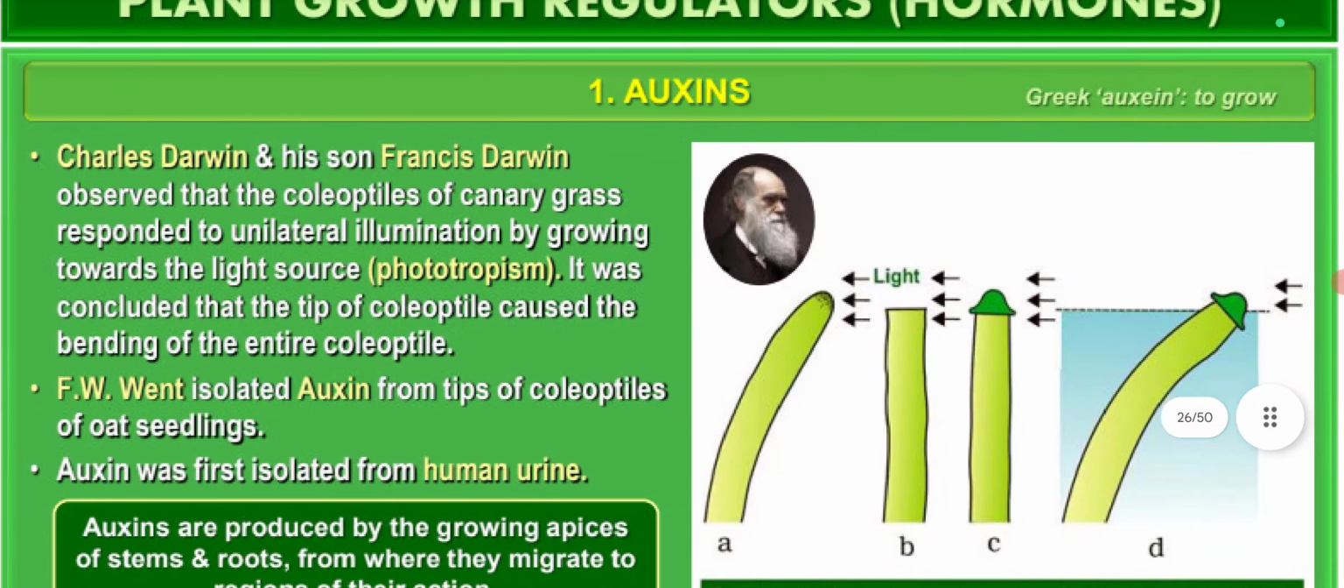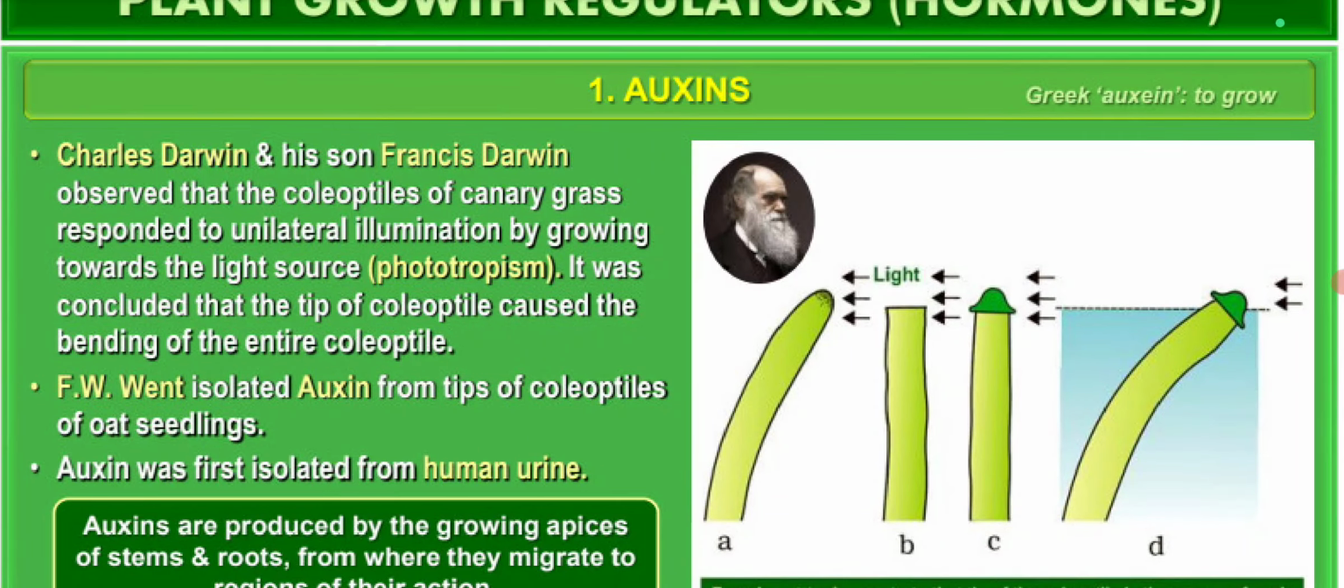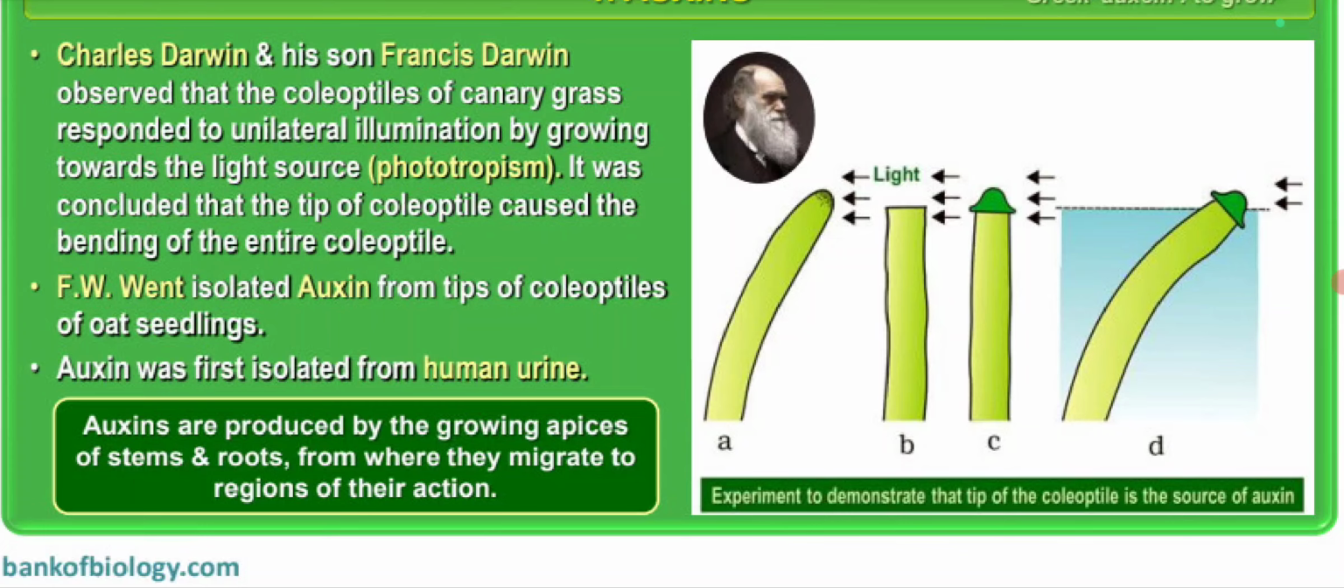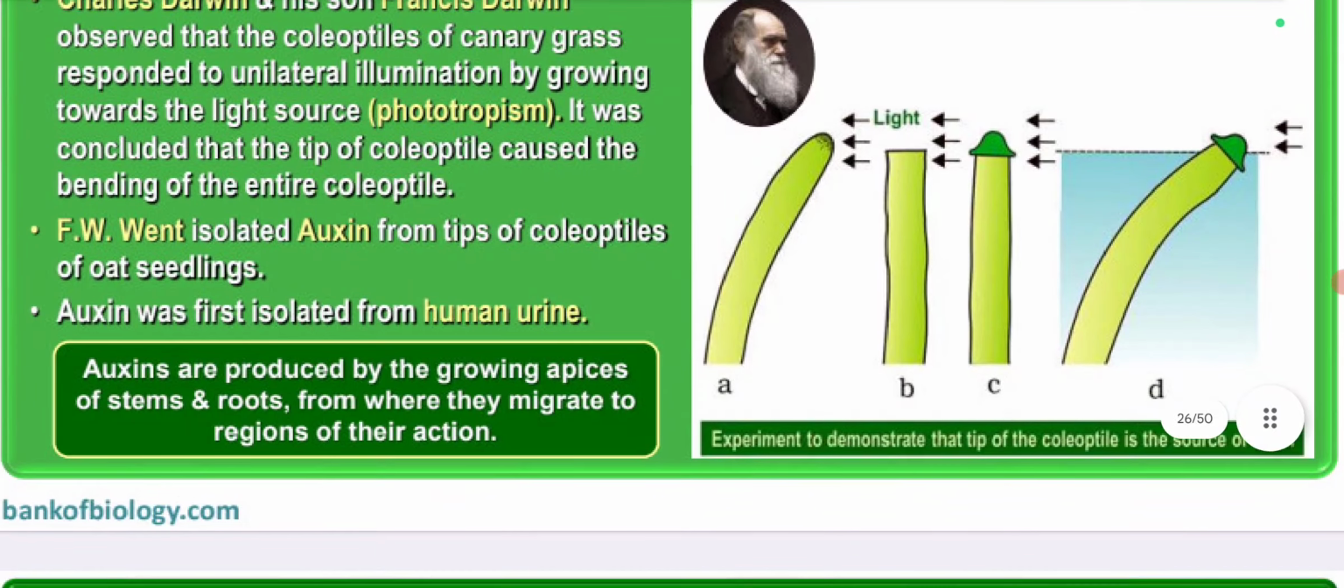Next, first of all, auxins. Auxin comes from the Greek word auxein, meaning to grow. Charles Darwin and his son Francis Darwin observed that the coleoptiles of canary grass responded to unilateral illumination by growing towards the light source, phototropism. It was concluded that the tip of the coleoptile caused the bending of the entire coleoptile. F.W. Went isolated auxin from the tip of the coleoptile of oat seedlings. Auxin was first isolated from human urine. Auxins are produced by the growing apex of stem and roots, from where they migrate to regions of their action.